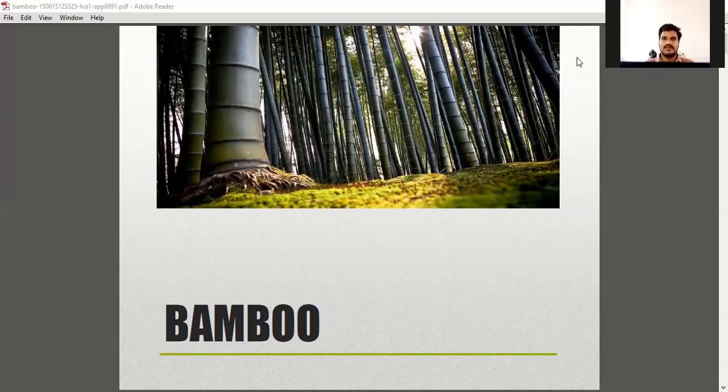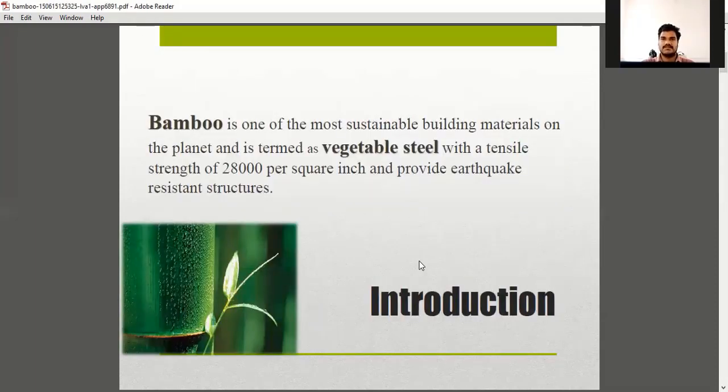Coming to the bamboo, you are very well familiar with bamboo. Here, have a look at a bamboo. Here, a picture you can see in this slide. The bamboo grows like that. Coming to the introduction of bamboo, bamboo is one of the most sustainable building materials. That means, as I told, bamboo is one of the very eco-friendly materials on the planet, on the earth.